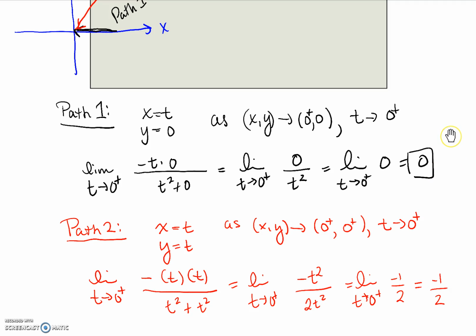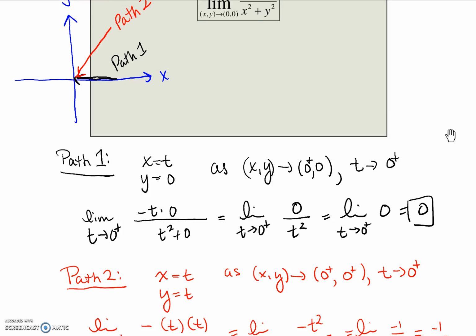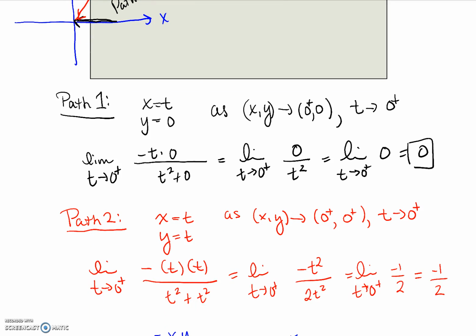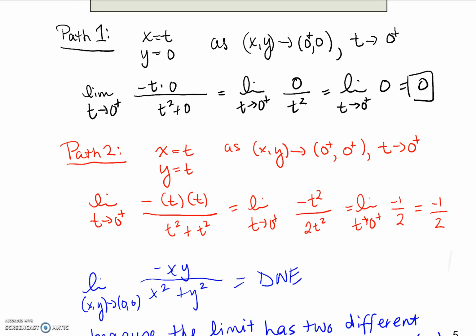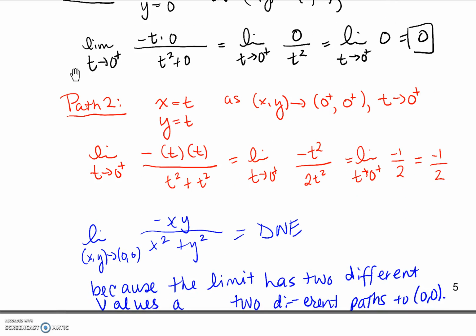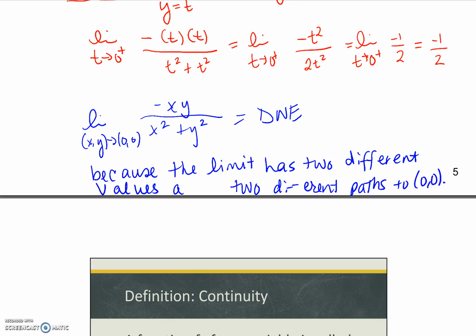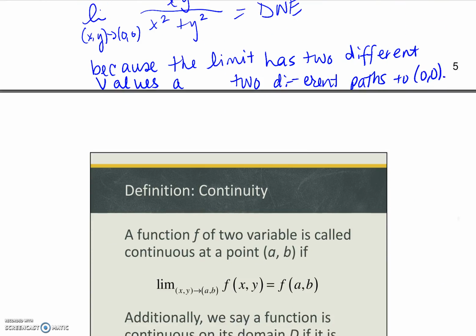So notice along path 1, our limit was 0. Along path 2, our limit was negative 1/2. And as we discussed, it has to have the same limit along any path. Well, since we found two paths that produce different limits, then we say that the limit does not exist, because the limit has two different values along two different paths going towards the origin.